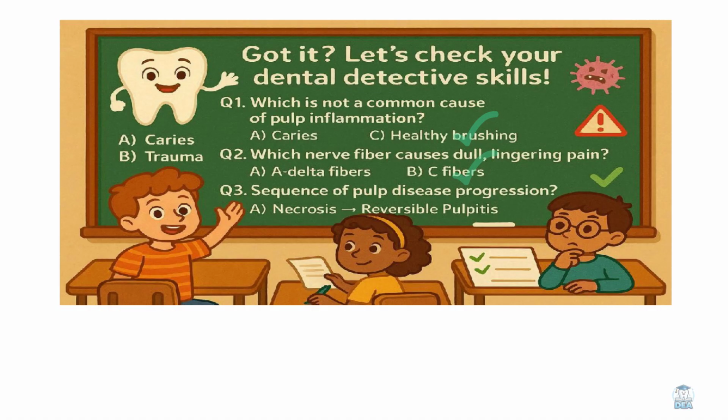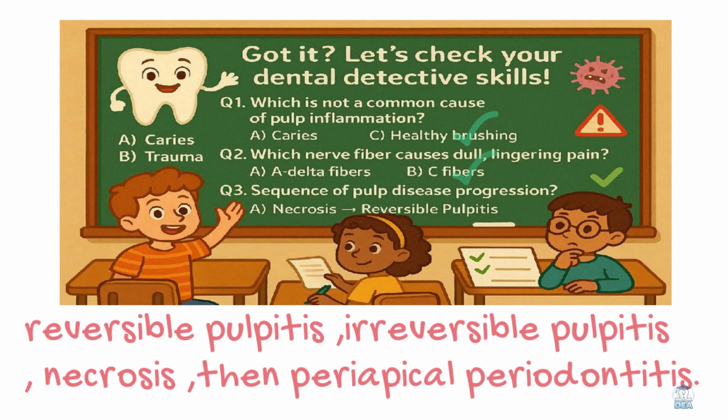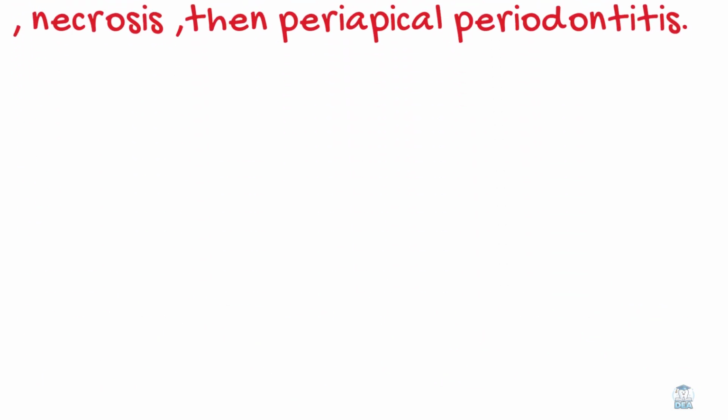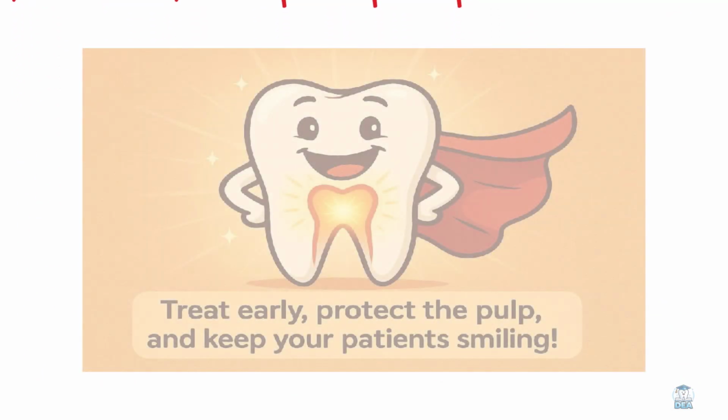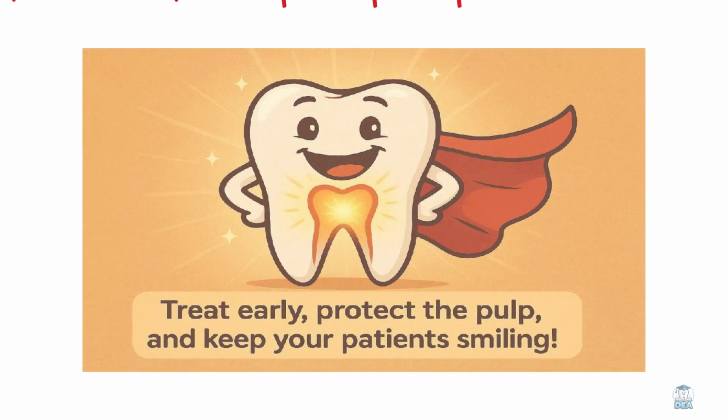And finally, what is the correct sequence of pulp disease progression? Reversible pulpitis, irreversible pulpitis, necrosis, and periapical periodontitis. Treat early, protect the pulp, and keep your patients smiling.